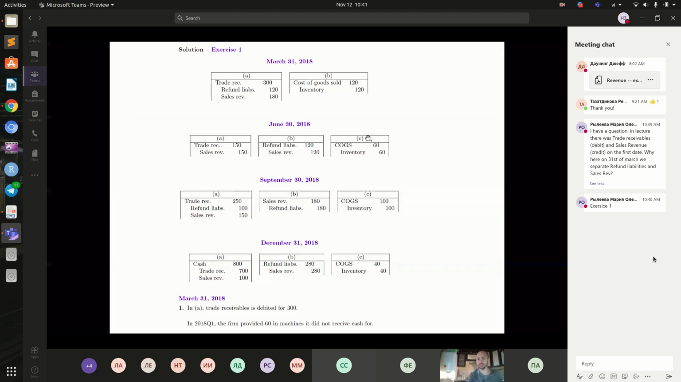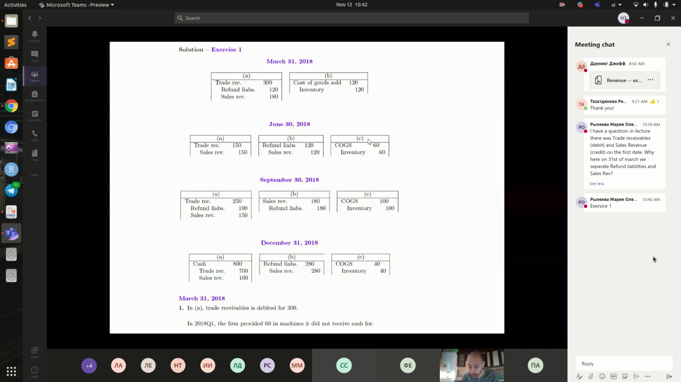As of March 31st, 2018, we expect to sell 240 machines. Hence, the expected sales price is 3 per machine. Therefore, we have 180 in sales revenue. As a result, we have a difference between the receivables and revenue. In these types of events, when you have differences between receivables and revenue, you recognize refund liabilities based on this difference. So we had 300 receivables, 180 in revenue, and refund liabilities was 120.